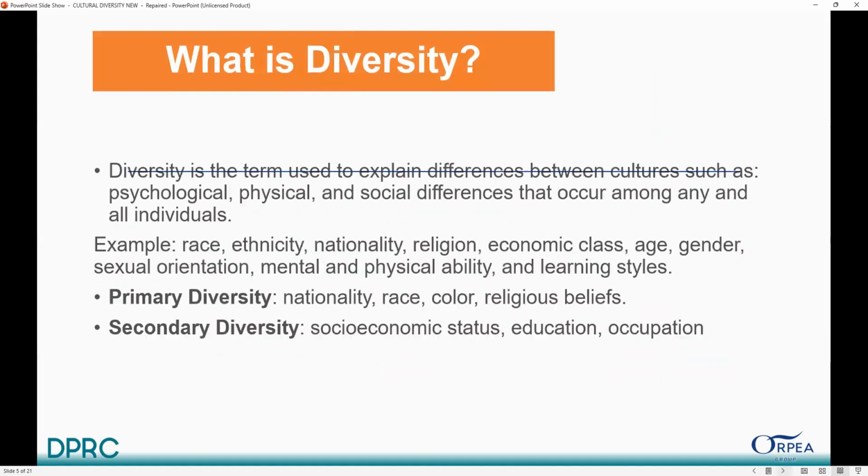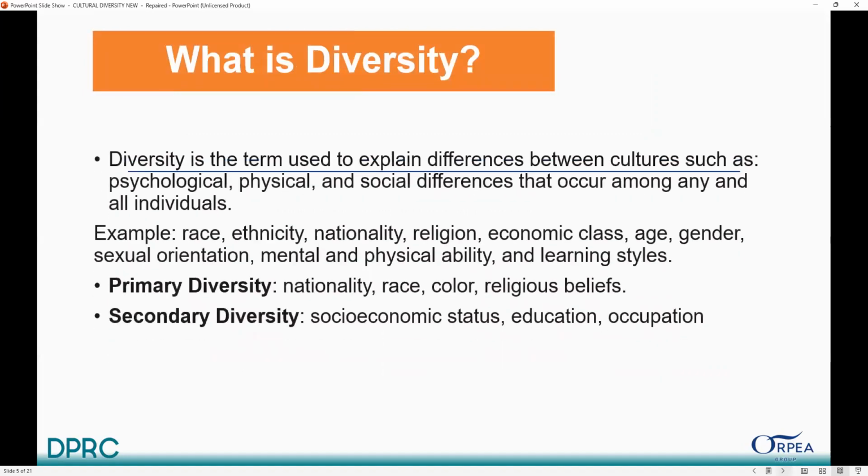What is diversity? Diversity is a term used to explain differences between cultures, such as psychological, physical, and social differences that occur among any and all individuals. Examples: race, ethnicity, nationality, religion, economic class, age, gender, sexual orientation, mental and physical ability, and learning styles. Primary diversity includes nationality, race, color, and religious beliefs. Secondary diversity includes socioeconomic status, education, and occupation.